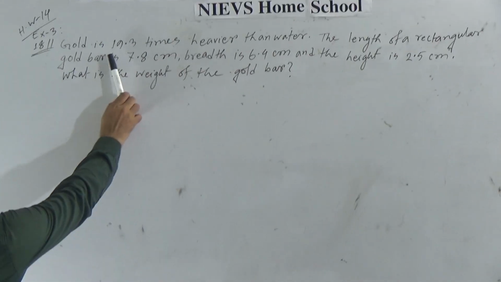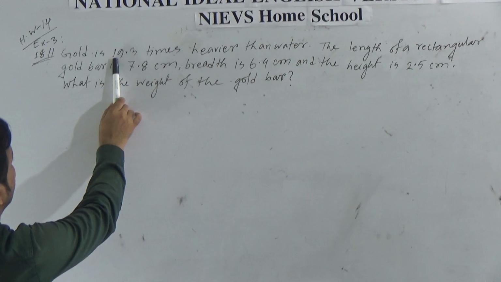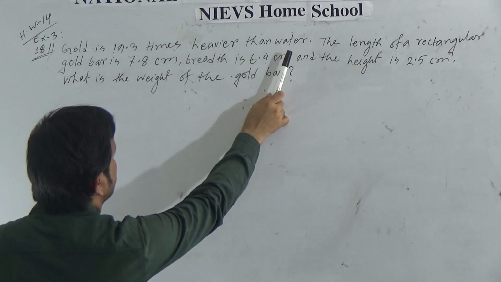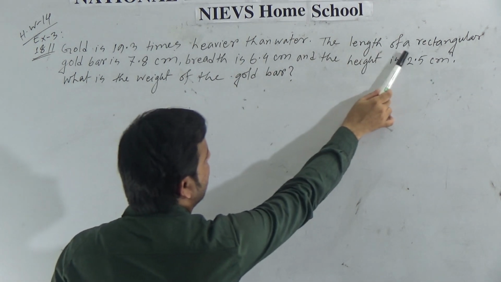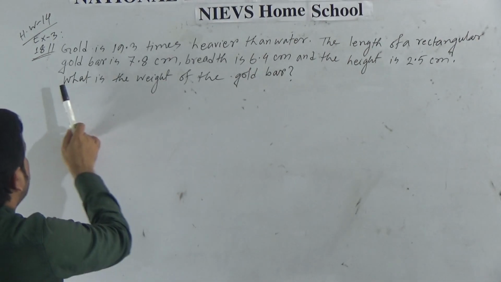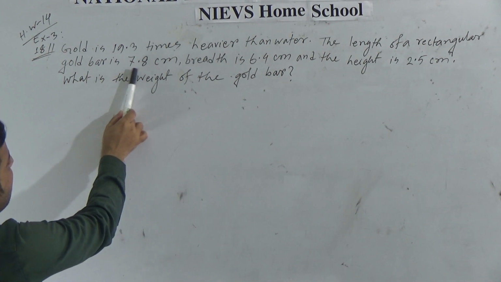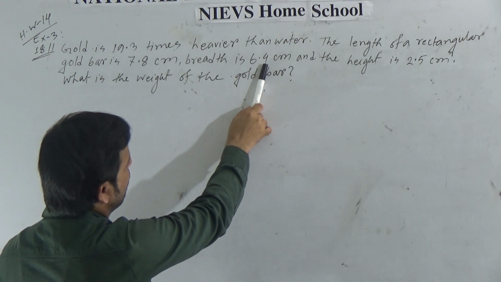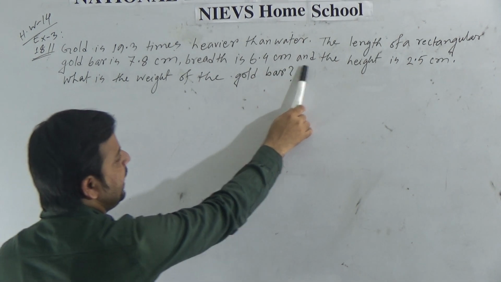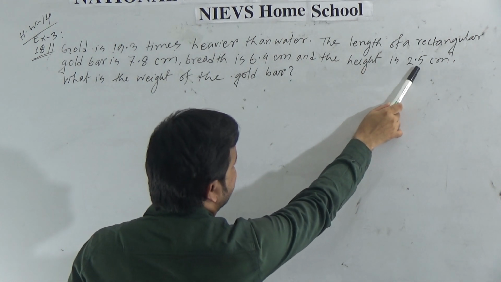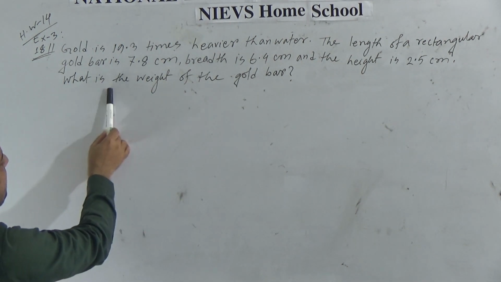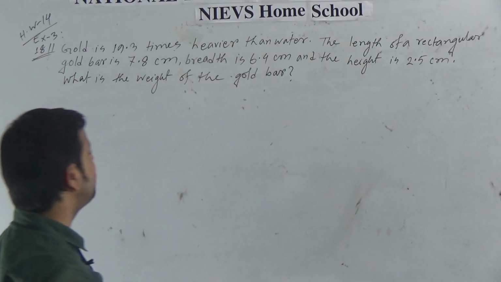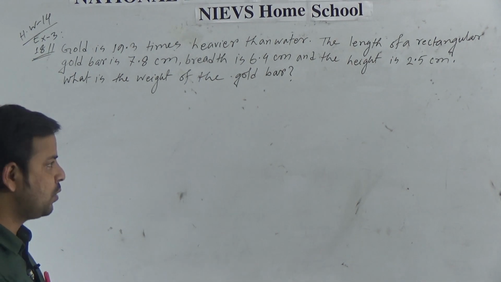Gold is 19.3 times heavier than water. The length of a rectangular gold bar is 7.8 centimeter, breadth is 6.4 centimeter, and the height is 2.5 centimeter. What is the weight of the gold bar? It means that we need to find the weight of the gold bar.